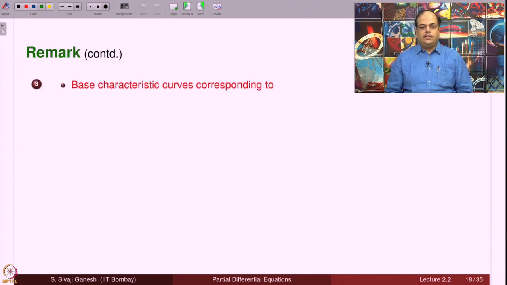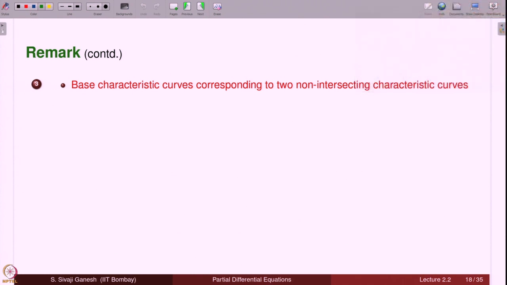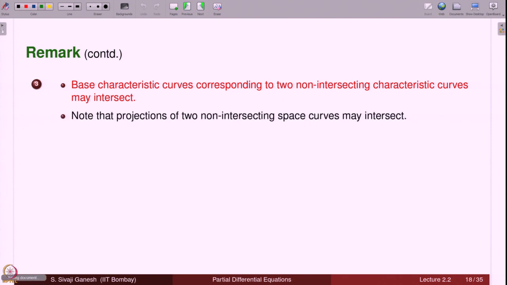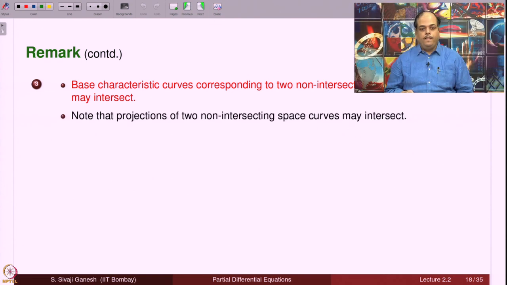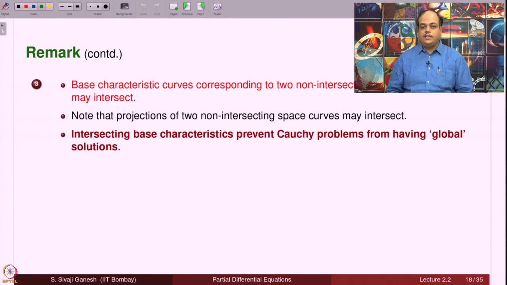Base characteristic curves corresponding to two non-intersecting characteristic curves may intersect. This can happen. Characteristic curves do not intersect, but their projections can. Intersecting base characteristic curves prevent Cauchy problems from having global solutions. We will discuss them further, but this is a fundamental obstacle.